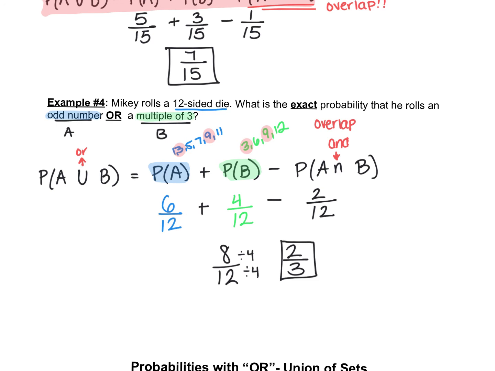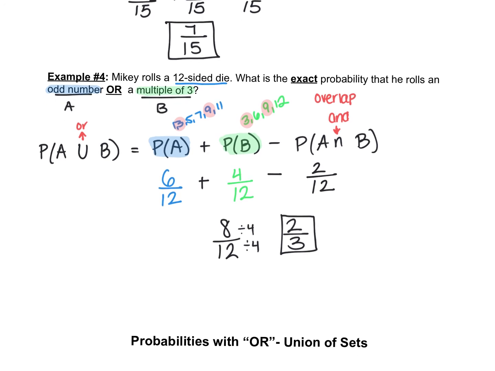So a couple things to know here. When dealing with probabilities with OR, it's called the union of 2 sets. And you want to make sure you remember this formula for OR.